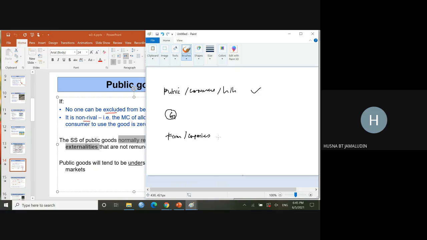But how about the firm? When we talk about the market, we are talking about the firm. Why don't firms supply it? Firms have a lot of money. They have a lot of investment, right? Why don't they supply the public good? Because we know that the public may not have money, but how about the firm? Don't they have enough money to supply the public good?